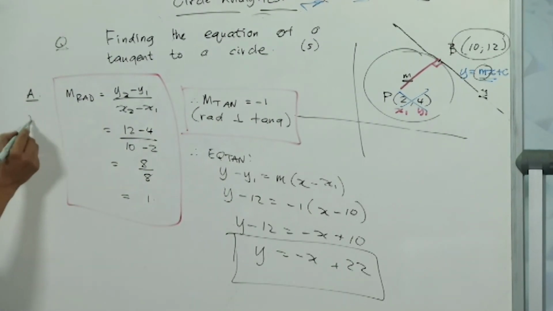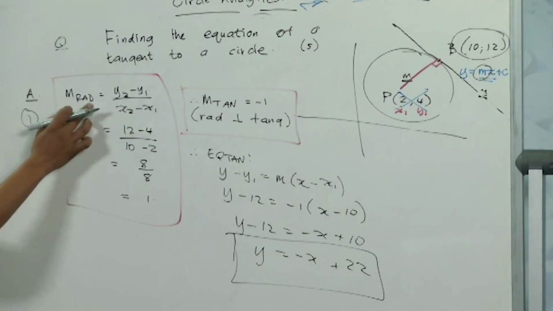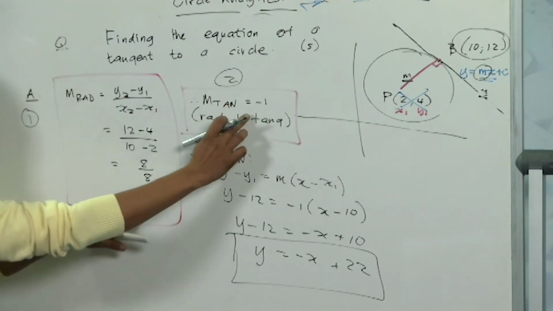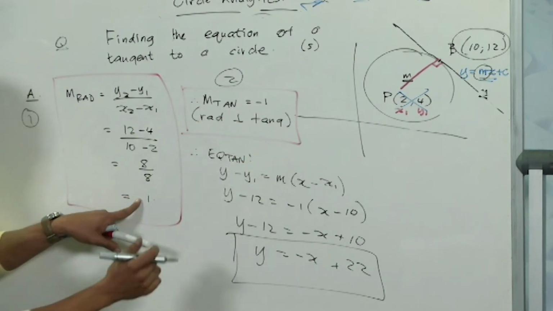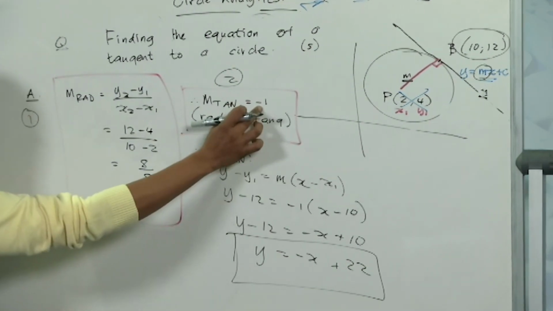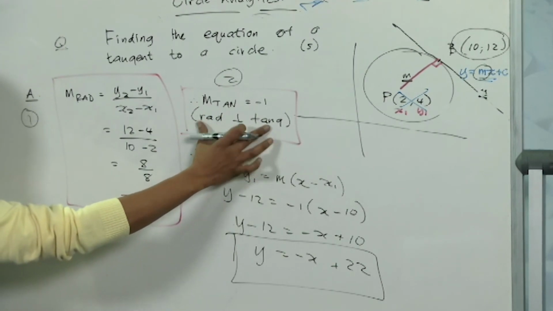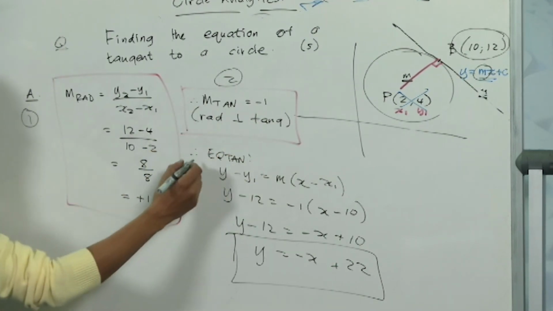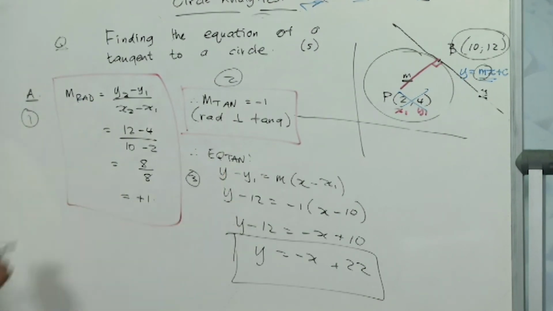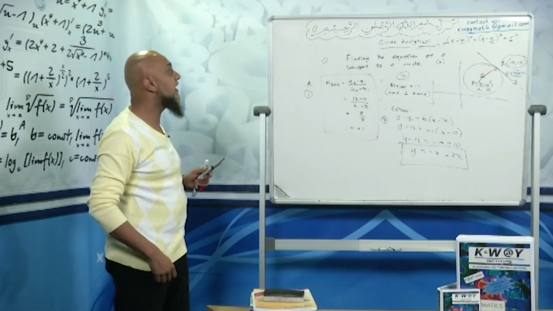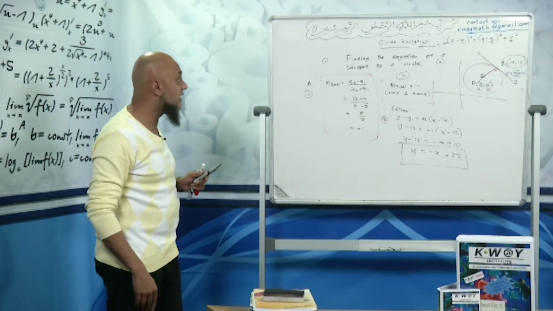So step number 1, the m of your radius. Step number 2, the m of your tangent: we change the sign and flip the fraction. This one was positive, the new one will be negative. This one's 1, that one's 1. Why? Because your radius is at 90 degrees to your tangent. Step number 3, you find the equation of the tangent using y = mx + c. Okay, so that is finding the equation of a tangent to a circle at a point.